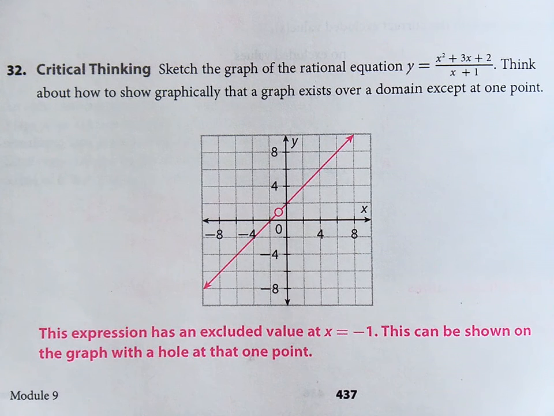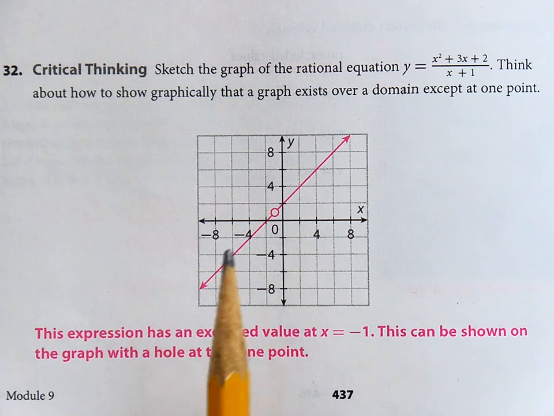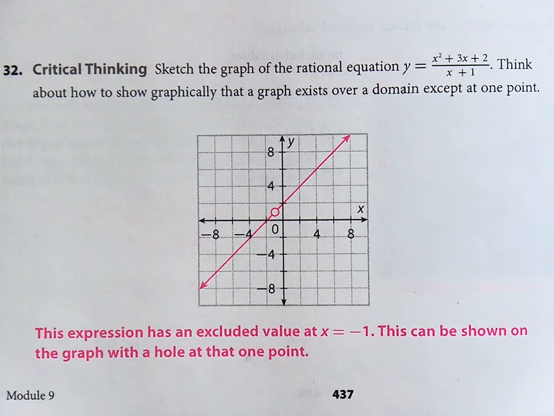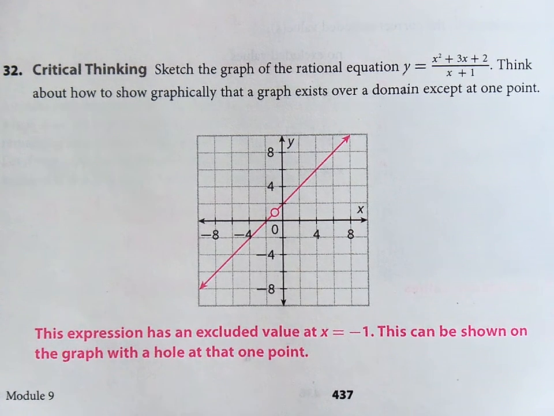Last but not least is 32. So sketch the graph. This expression has the excluded value, and that's why it has an opening at x equals -1. This can be shown on the graph by a hole at that one point, because it includes all the other points, but then it skips that one, so it's not part of the graph. It's not part of the line.